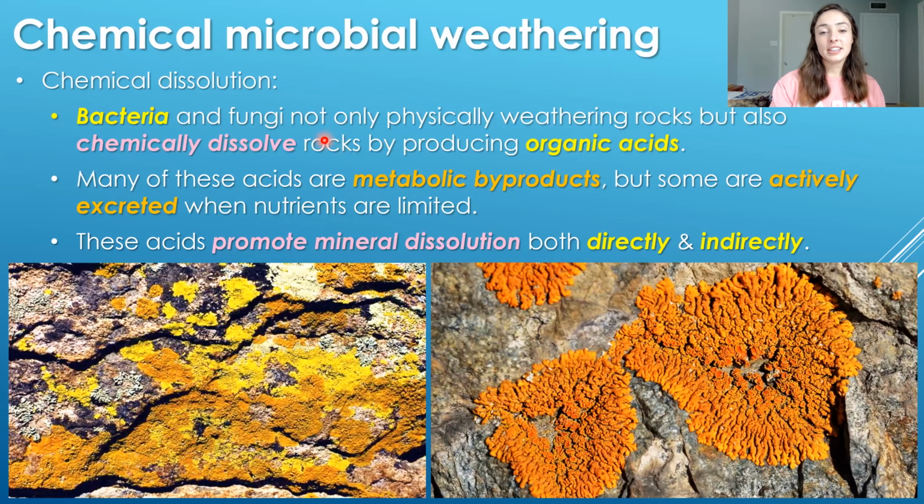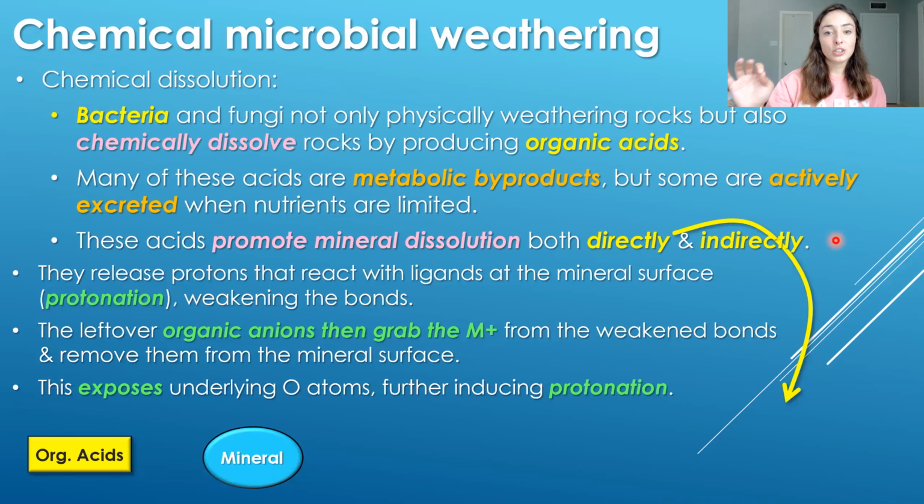So bacteria and fungi, like we talked about with physical weathering, can also chemically dissolve rocks by producing organic acids. And many of these acids are metabolic byproducts, so byproducts of the metabolism they're already doing to live and survive. However, some of them are actively excreted when nutrients are limited because they know that they can dissolve the rocks to gain more nutrients. And these acids promote mineral dissolution both directly and indirectly. So let's talk a little bit about how they do this directly.